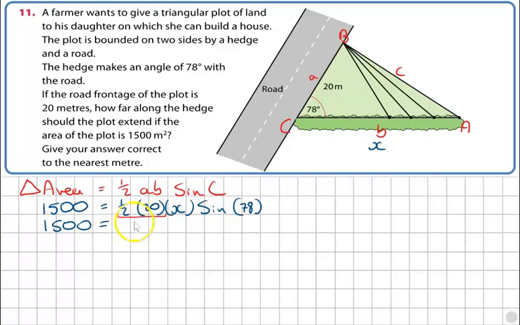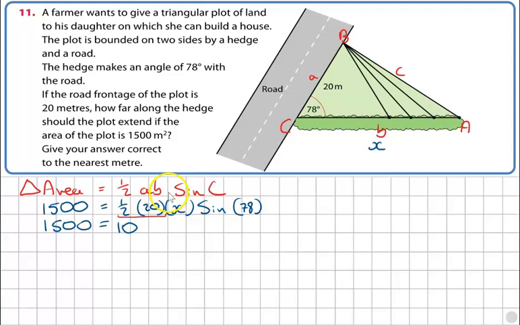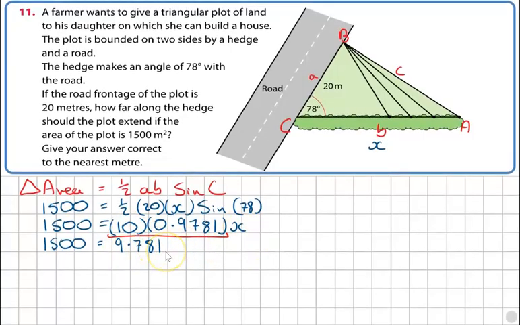So bring down the 1500, and then half times 20, or half of 20, is 10. I'm going to hold off on sticking on the x because I'm just going to stick that on at the very end, because when we're multiplying, the order doesn't matter. So sine 78 gives me 0.9781 to 4 decimal places, which is enough. And then I'm going to stick on my x. So I bring down the 1500. And then 10 times 0.9781 is 9.781. And then I'm going to stick on the x.